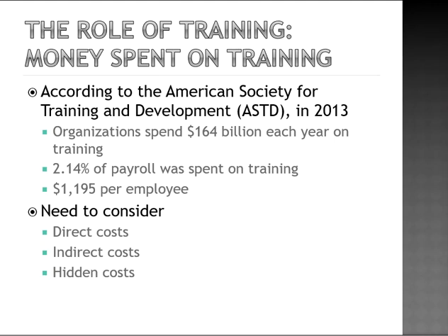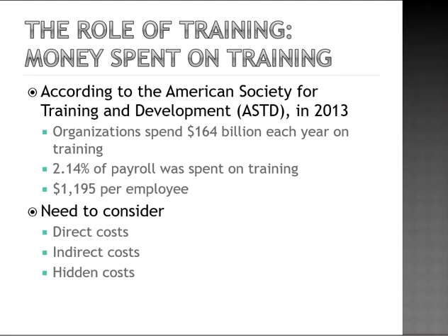The role of training: money spent on training. Oftentimes, the importance of something depends on how much money people spend on it. According to the American Society for Training and Development, ASTD, and 2013 research, organizations spend $164 billion each year on training. Approximately 2% of payroll was spent on training, or $1,195 per employee.